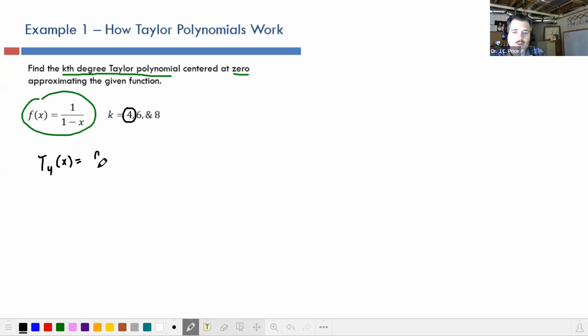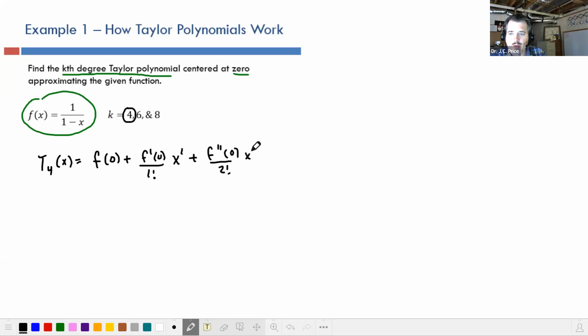Well, it's equal to, and it's centered at 0, so you have f of 0 plus f prime of 0 divided by 1 factorial, and then have x to the 1, plus f double prime of 0 divided by 2 factorial.